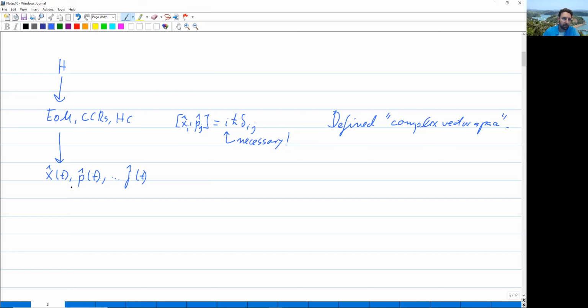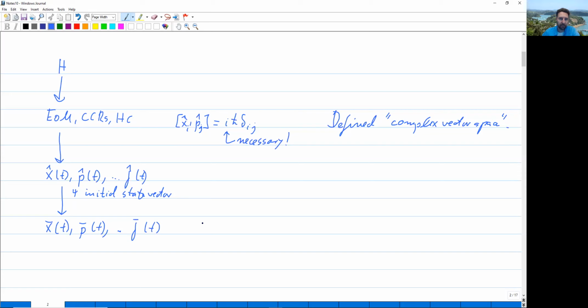Now, then we did the next step here, if you remember, and we calculated the number valued predictions, x bar of t, p bar of t, f bar of t. And how did we do that? Well, we introduced a psi, which is an initial state vector. With the choice of psi, we are encoding the initial conditions for the problem that we want to solve.